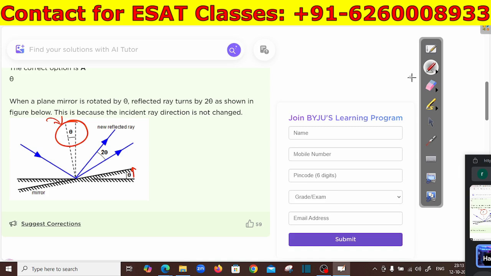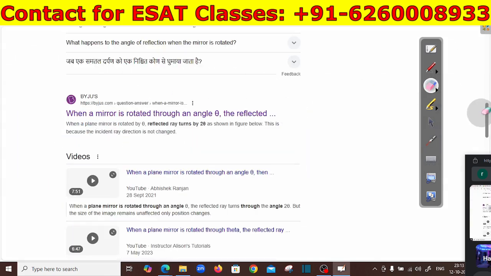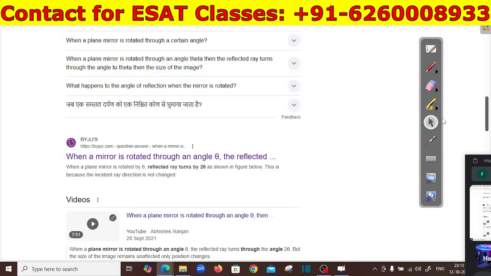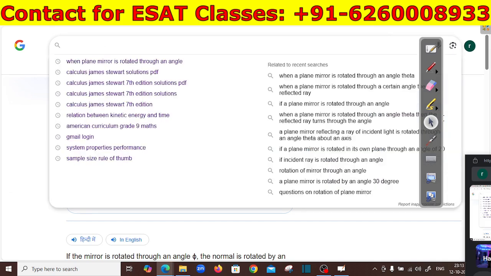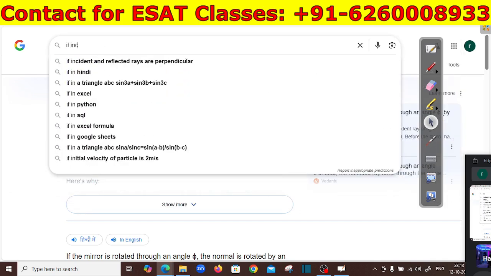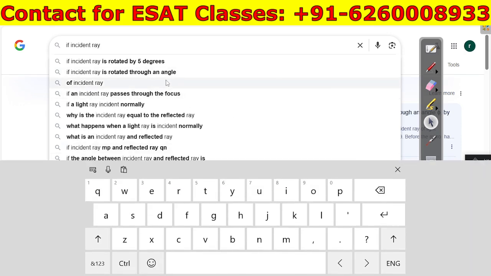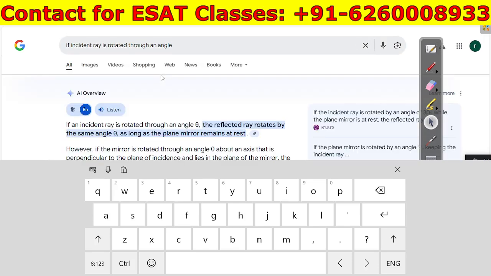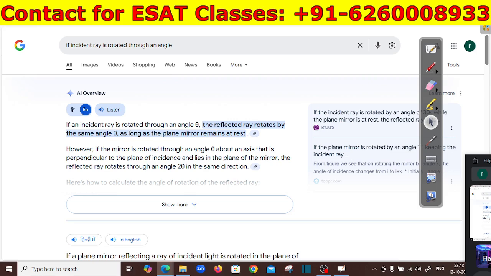Okay. So if we have this concept, there's one another concept which we should have. What will happen if I rotate my incident ray? Please see what will happen if my incident ray gets modified. If the incident ray is rotated by an angle, my mirror is still the same, but my incident ray gets rotated, then what will happen? So please read: if the incident ray is rotated through an angle theta, the reflected ray is rotated by the same angle theta, as long as the plane mirror remains constant.